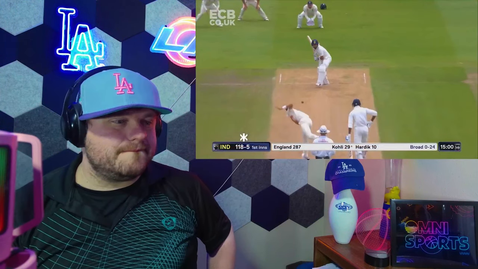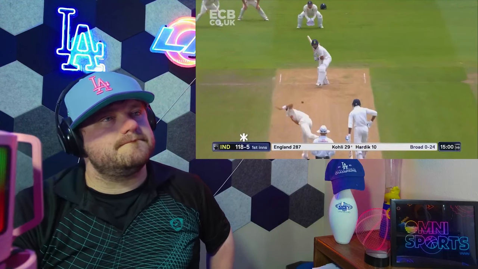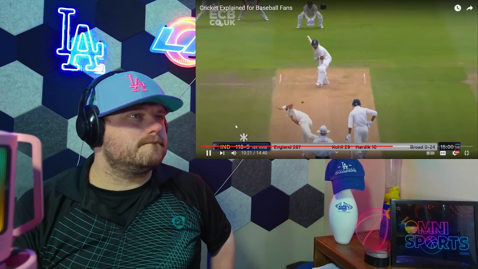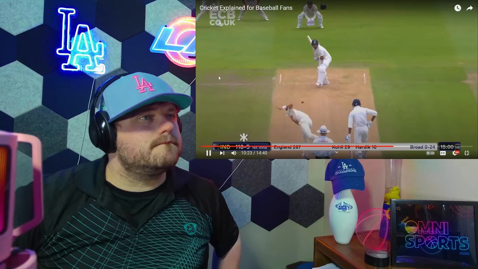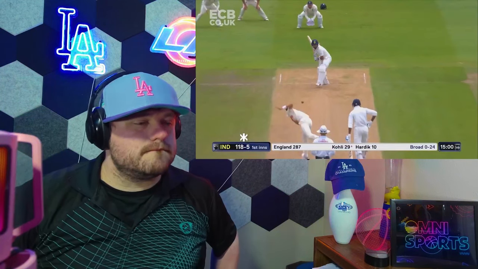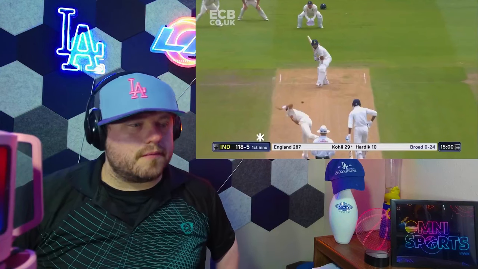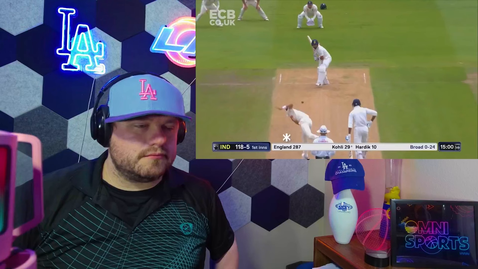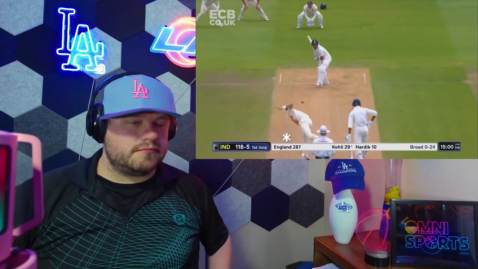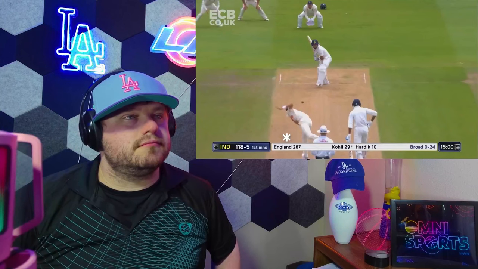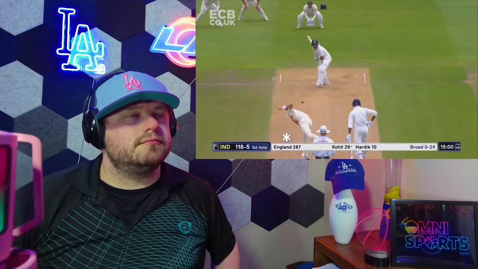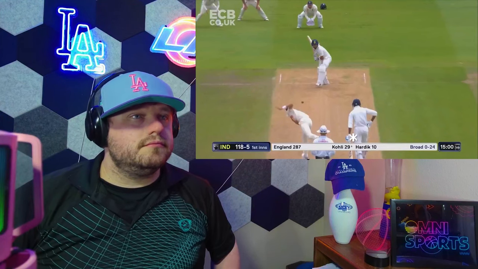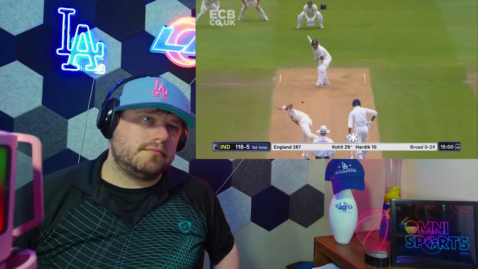Thanks. 118 for 5. This does not mean that the score is 118 runs to 5 runs. No, this means that India has scored 118 runs for 5 wickets, which means that 5 of their batters have been put out. Then it says first innings, so this is the first innings of this match. Then it says England 287, so that's how many runs England scored in their innings. And since this is a test match, both teams will play 2 innings. Then you've got information about the 2 batsmen that are currently up and how many runs they've scored so far.